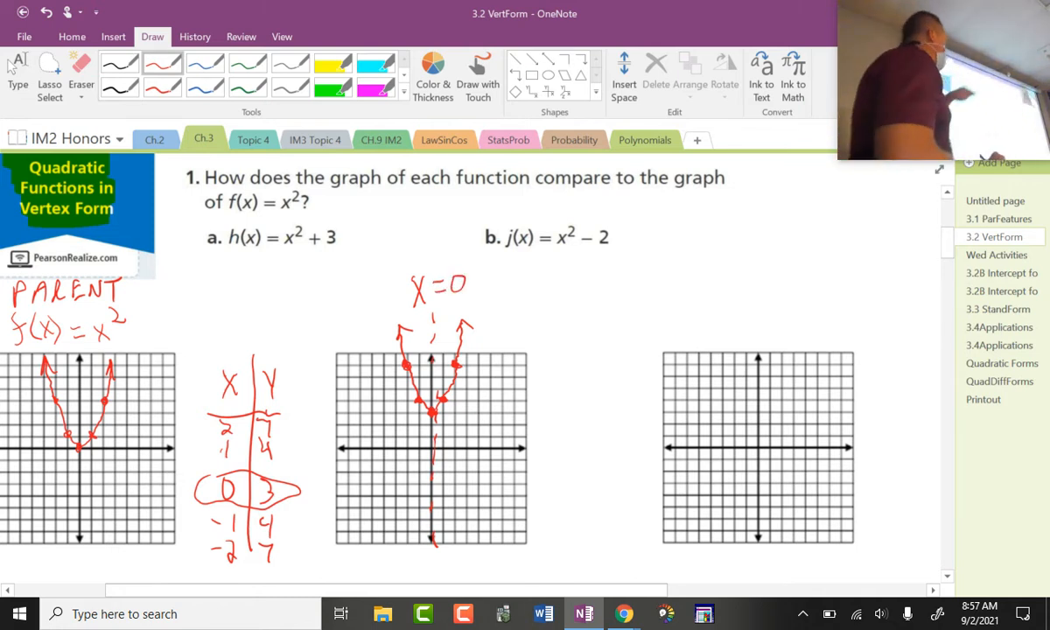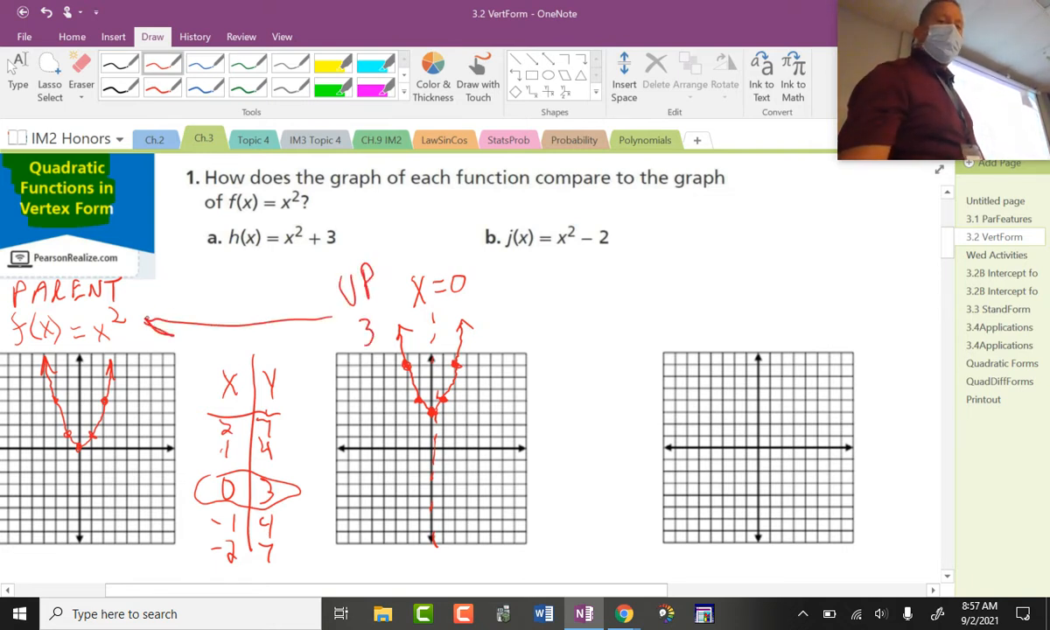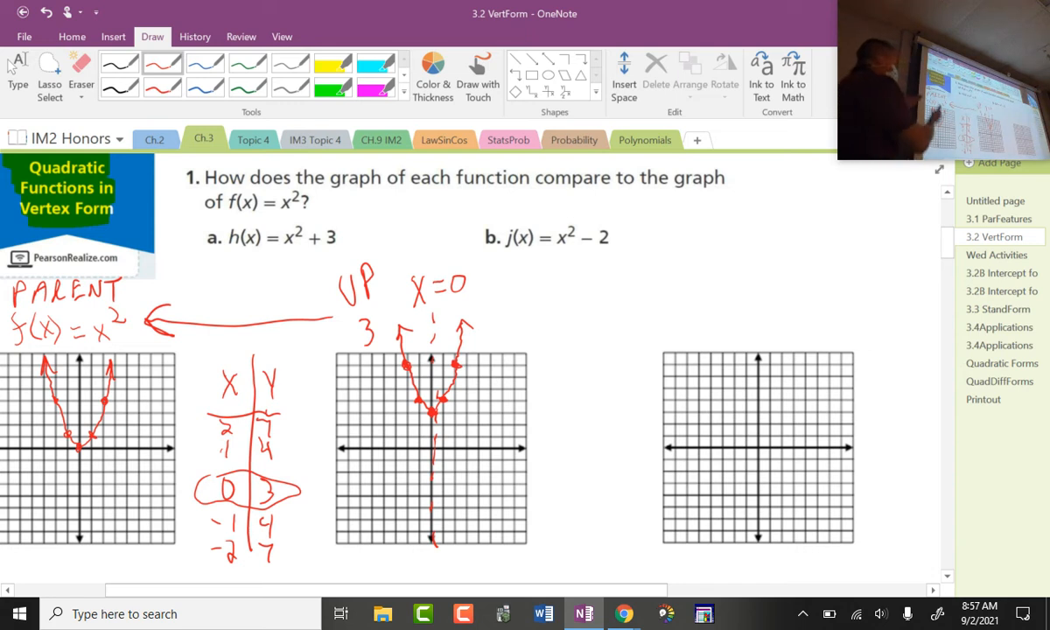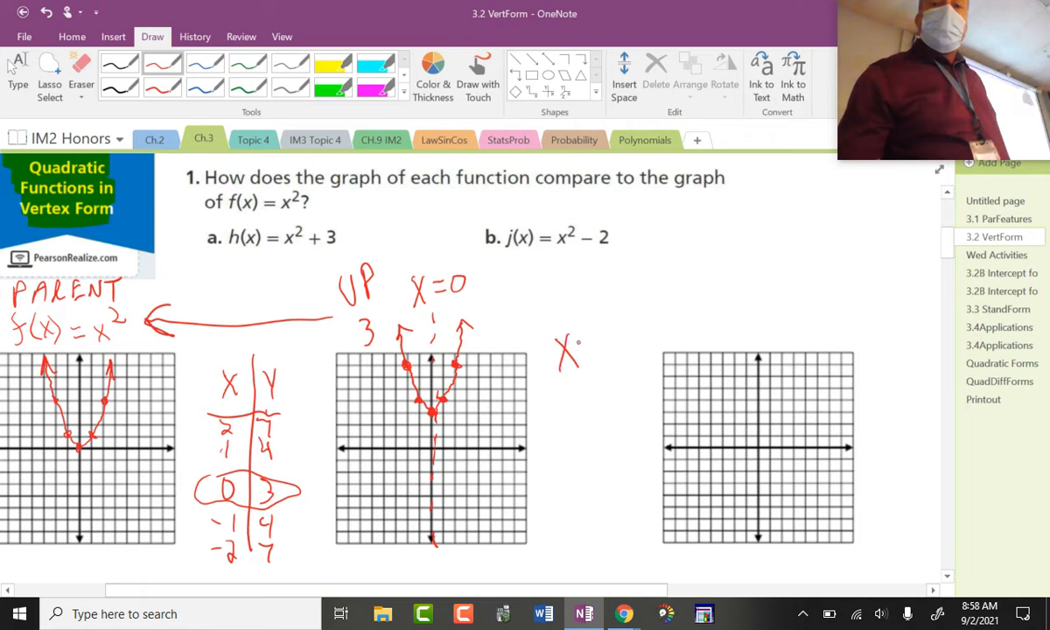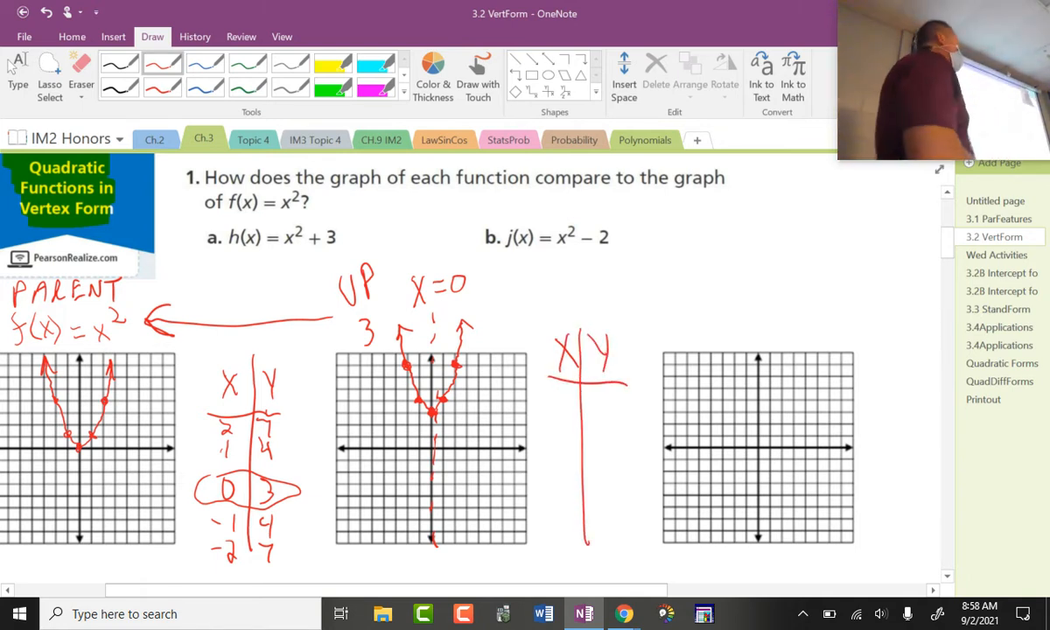Oh, what is this compared to the parent? This got moved up 3. So when we use that terminology, what happened and what's the change? It's compared to the parent function. How is this new one different? And I think many of you would have known that beforehand. And then when we get to the final, like what's the formula for what we're dealing with here in vertex form? I'm going to say something about all functions.